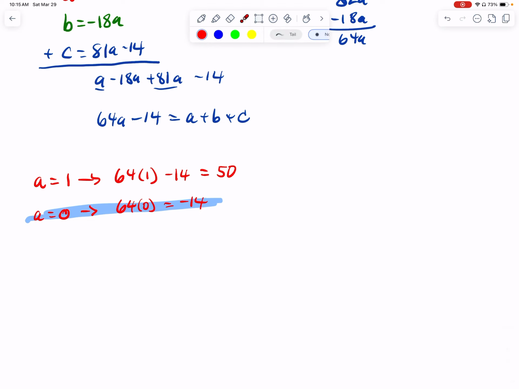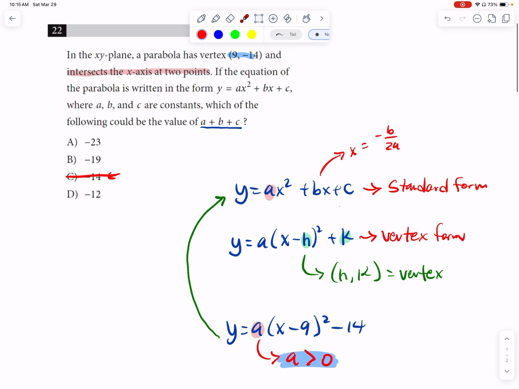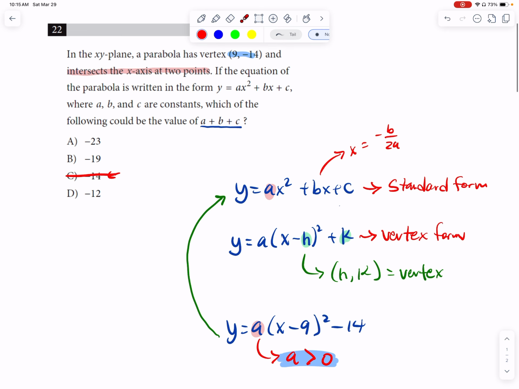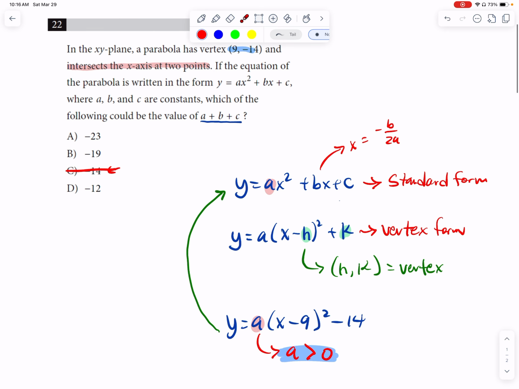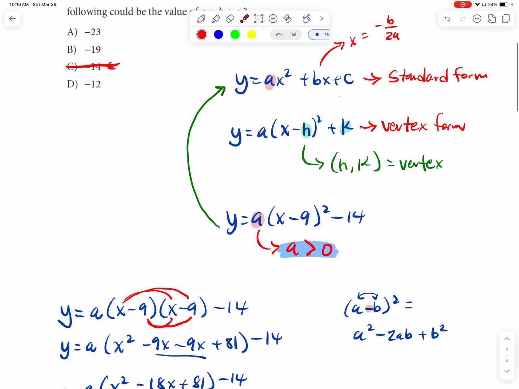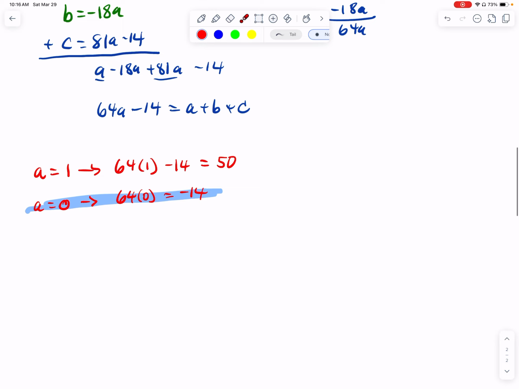Instead, what we should have done is taken their answer choices, set it equal to ours, and see if we get an A value that makes sense. So I'm thinking that negative 12 is the correct answer because the negative 19 and the negative 23 are going in the wrong direction. Remember, if we stuck in the number 1, we got 50. This is implying that it has to be smaller than 1, but as we talked about, bigger than 0.